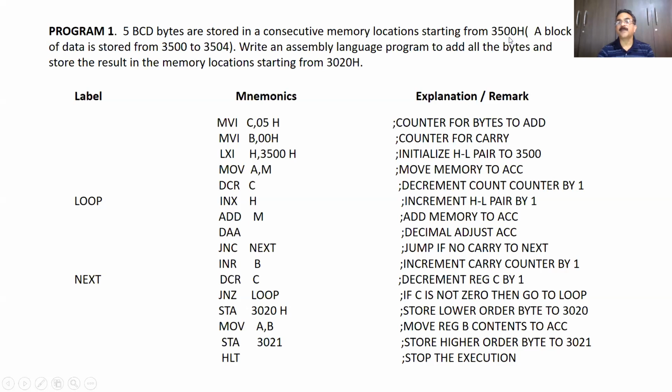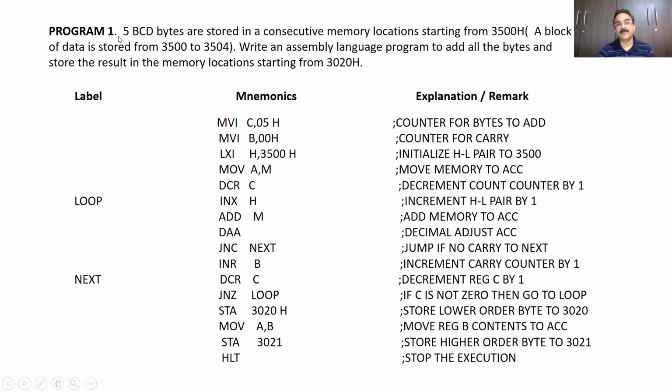Now the same statement can be given this way also. A block of data is stored from 3500 to 3504. So here either the range is given, 3500 to 3504, or 5 BCD. It means that 5 and 3500 to 3504 both are the same. Okay. So from this statement, what did you understand? First thing is total 5 bytes we need to add, and the bytes are BCD bytes, meaning binary coded decimal bytes. And the program is of addition.